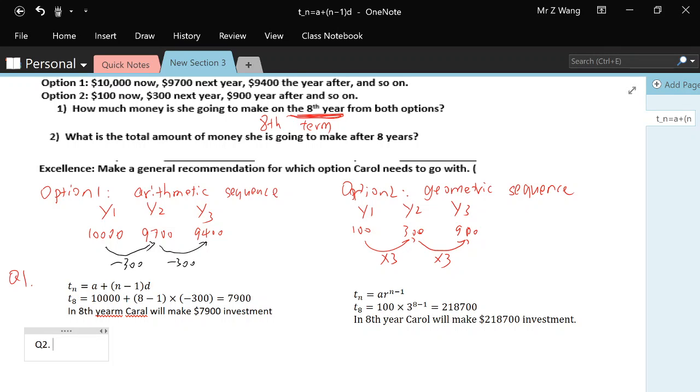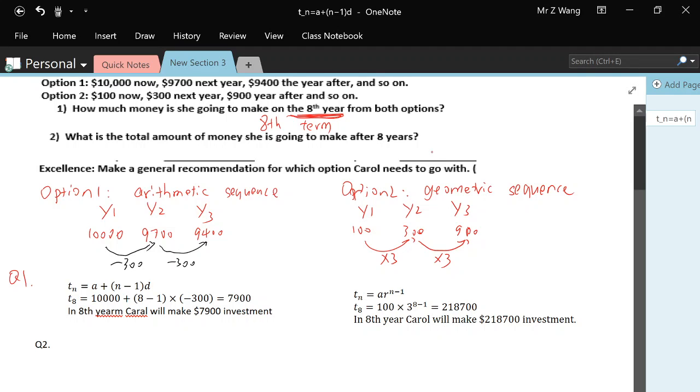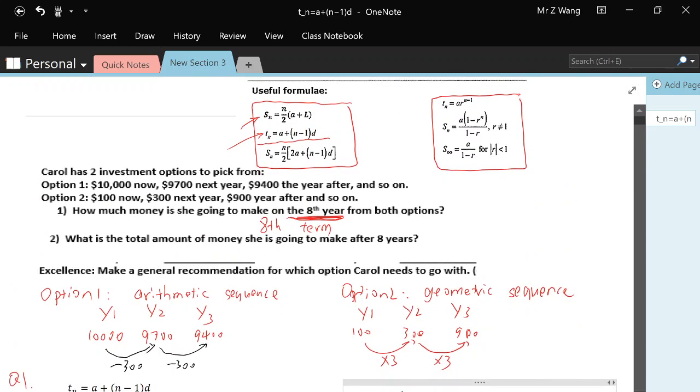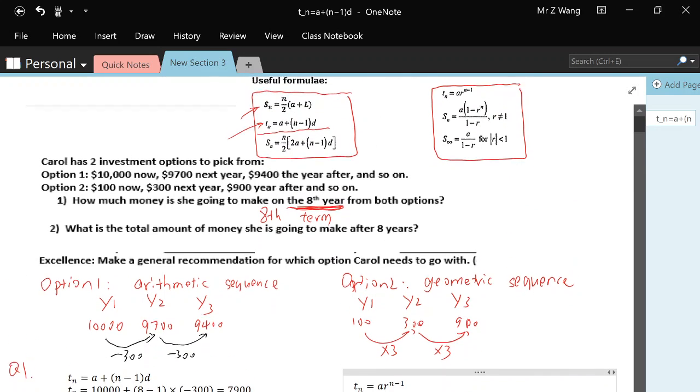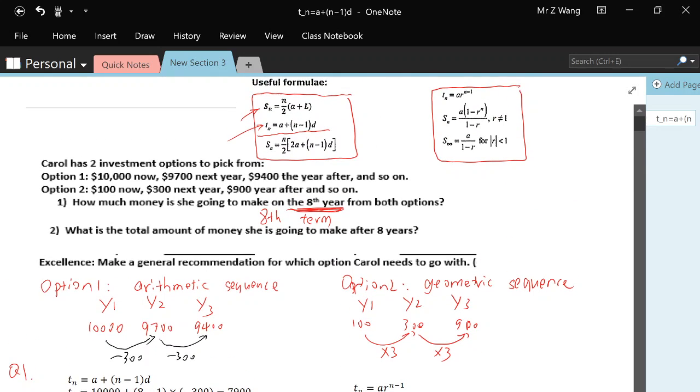Question 2, what is the total amount of money she's going to make after 8 years? That means you have to add up year 1, year 2, year 3, year 4, year 5, year 6, year 7, year 8. But you cannot do it directly by using a table. You have to use a formula.